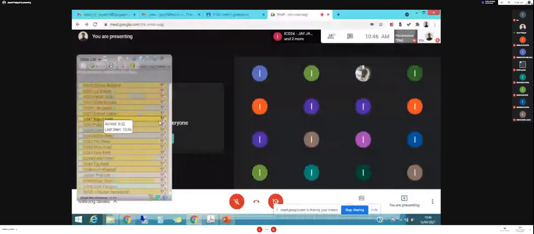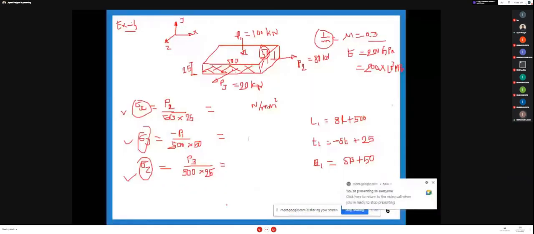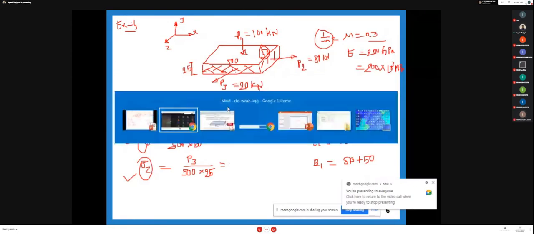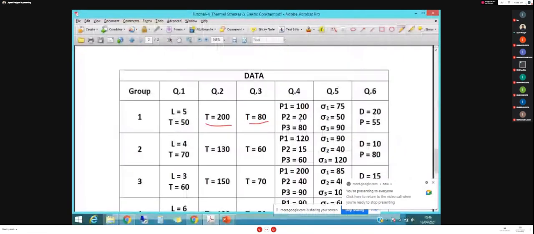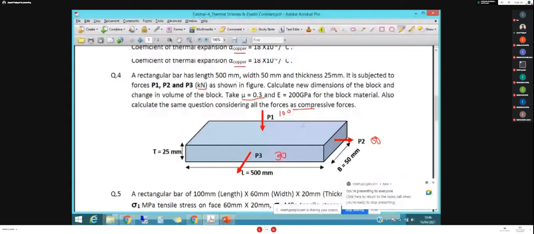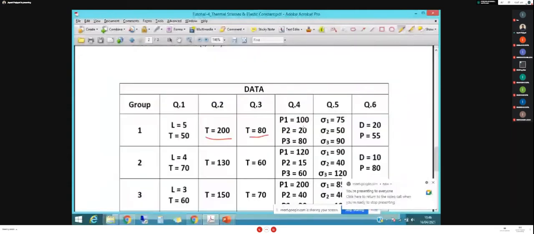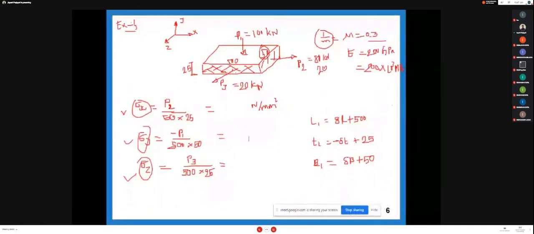Hello sir. Yes. Sir, you have written P3 as 20. P3 is 80 and P2 is 20 in the figure. So okay, take this data. P2 is 20, and P3 is 80.